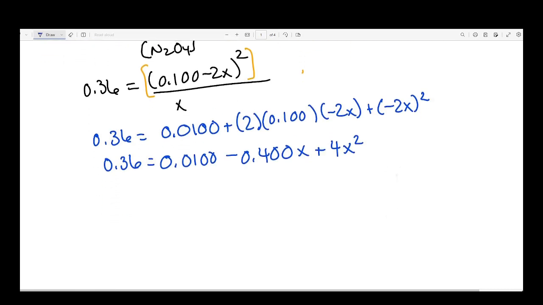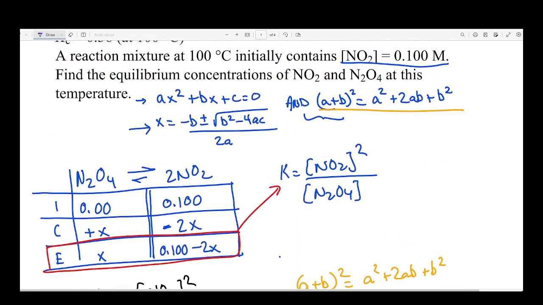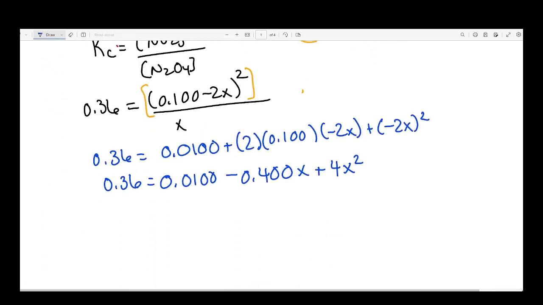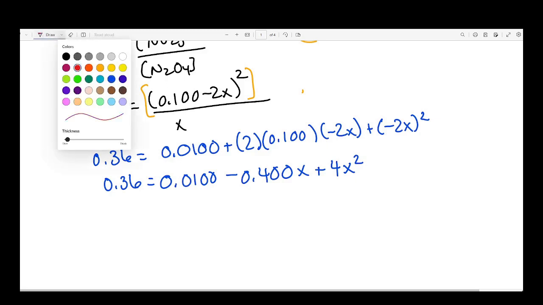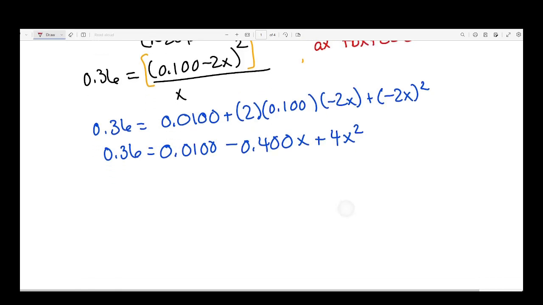Okay, so we're not quite in the form of a quadratic. We need to get in this form, ax squared plus bx plus c equals 0, and then we can plug into the quadratic formula. So let's go ahead and write that down. We want to get into the form ax squared plus bx plus c equals 0. Okay, so let's go ahead and do that.